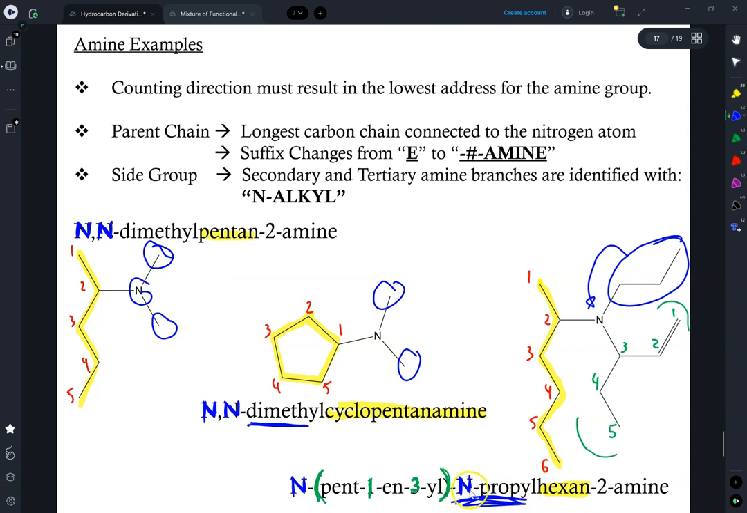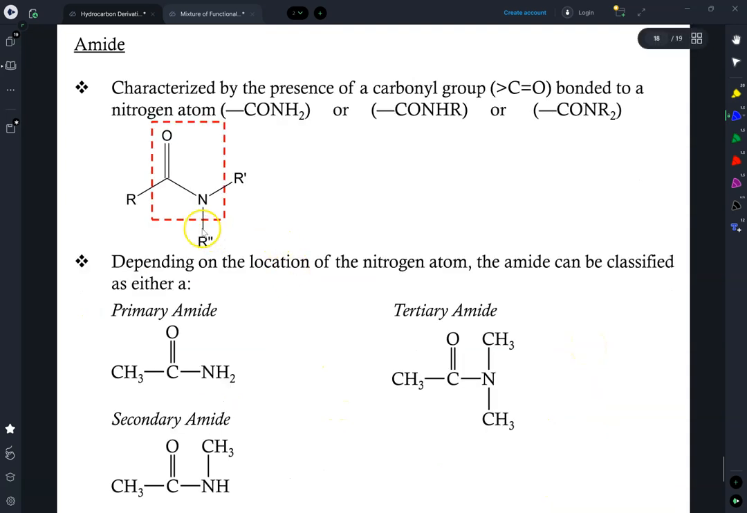From the N, from nitrogen, a propyl branch pops out. Also from the N, a weird branch, pentyl, pops out. Why did this one go first? Alphabetical, right? P and P. But then E versus R, E goes first, so pent has higher priority than prop. And then we list the parent chain, hexane, 2-amine, location of the amine group sprouting out from the number 2 carbon.